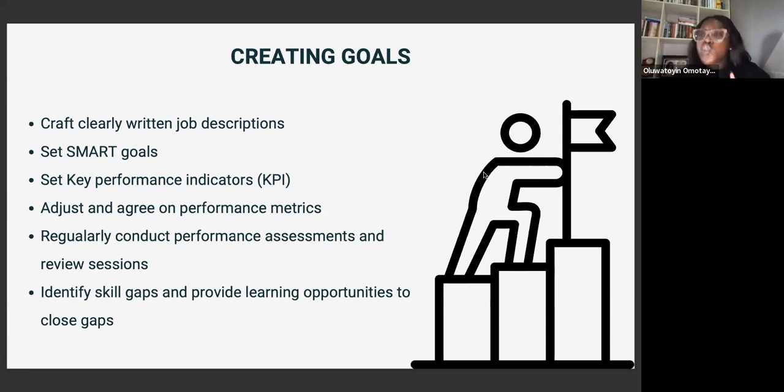So even though they do so well with managing the team, with leading the team, there's still a gap in them coming up with their monthly reports. So you might want to take them on maybe writing trainings, or you want to expose them to knowledge that allows them to improve on their writing skills.